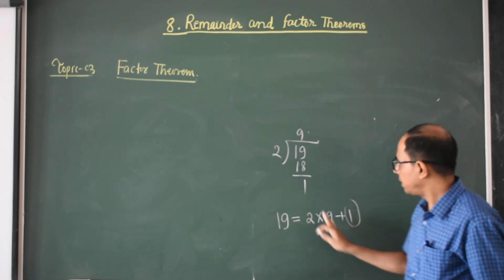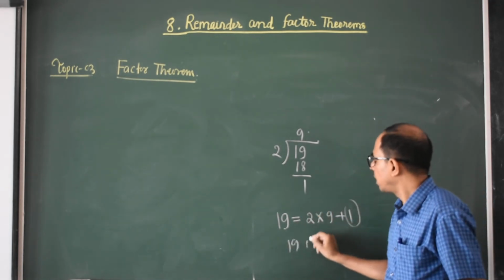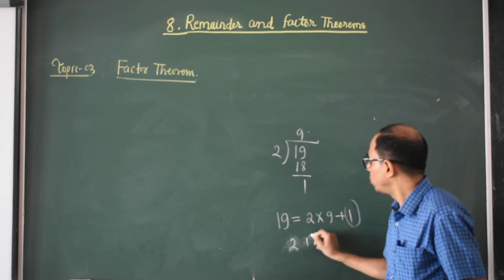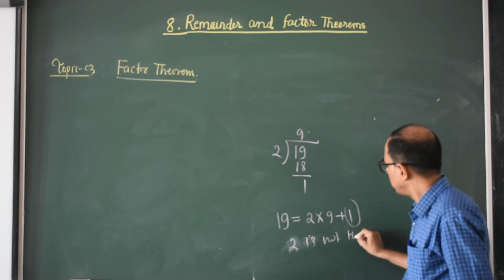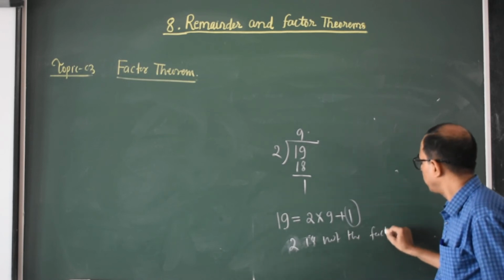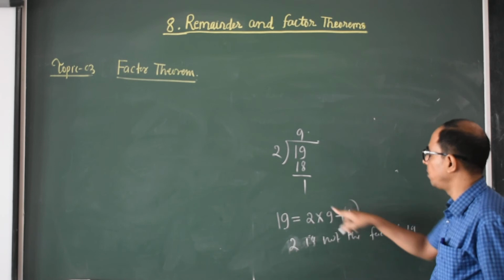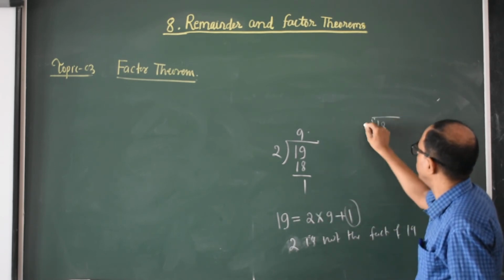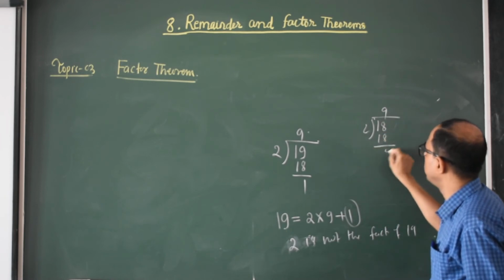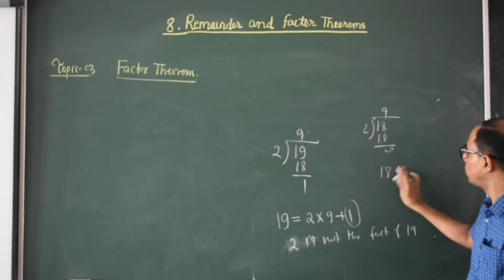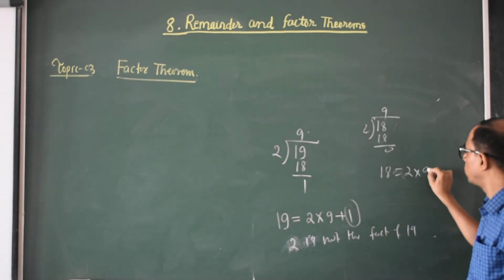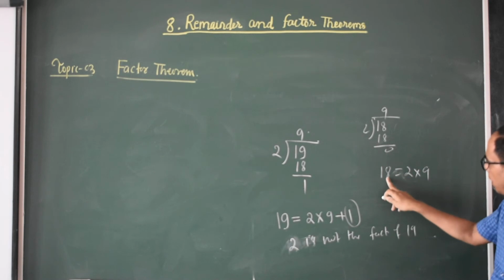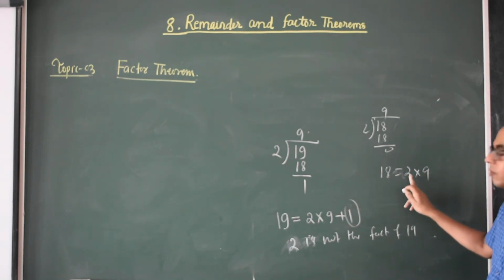So we can say that 2 is not a factor of 90 because the remainder is 1. Suppose 18 is divided by 2, then the remainder will be 0. So we can write dividend equal to divisor into quotient, and the remainder is 0. Here you can see that 18 is an integral multiple of 2.